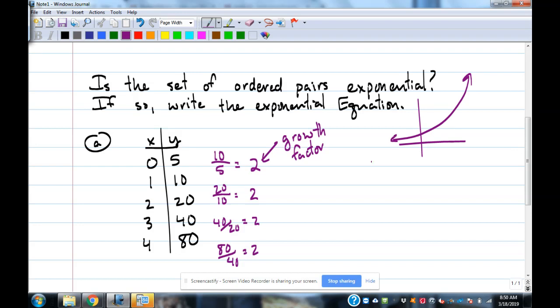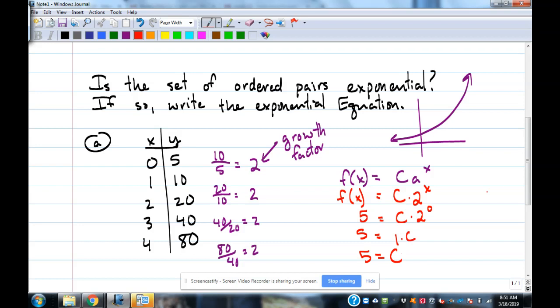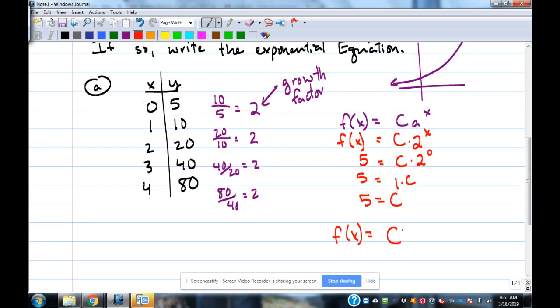What is the equation of that? Remember the form. If we know the growth factor is 2 because we did the ratio of the y values, then the a we're going to replace with a 2. We have to find out what c is. c is your initial value, and your initial value happens at x being 0. We happen to have that ordered pair here, but if we didn't, we could find it by plugging in 0 for x and working it out. But we have it, so we know y is 5 when x is 0. What's anything to the 0 power? 1. So we end up with 1 times c equals 5, which means c is equal to 5. So our exponential function for this particular thing is y equals 5 times 2 to the x.